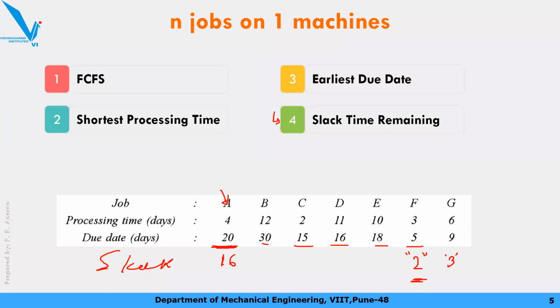So in the fourth condition, slack time remaining, you will change the sequence according to the minimum slack time first. So whichever has the least slack time, for example in this case we have F with the minimum slack time. So you will start with F, then you will start with G, and you will go like this. Okay, so from smaller or least slack to the highest slack, your sequence will be in this way.